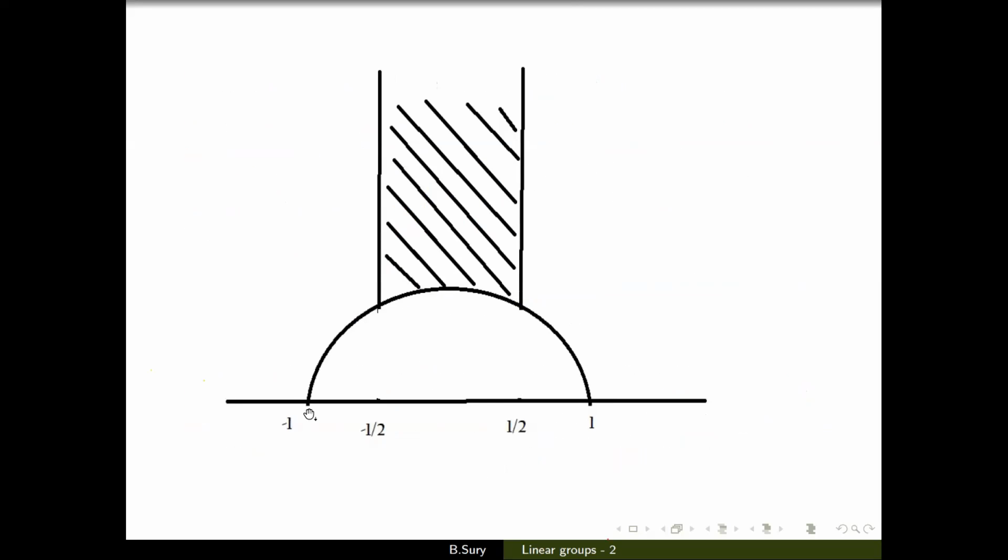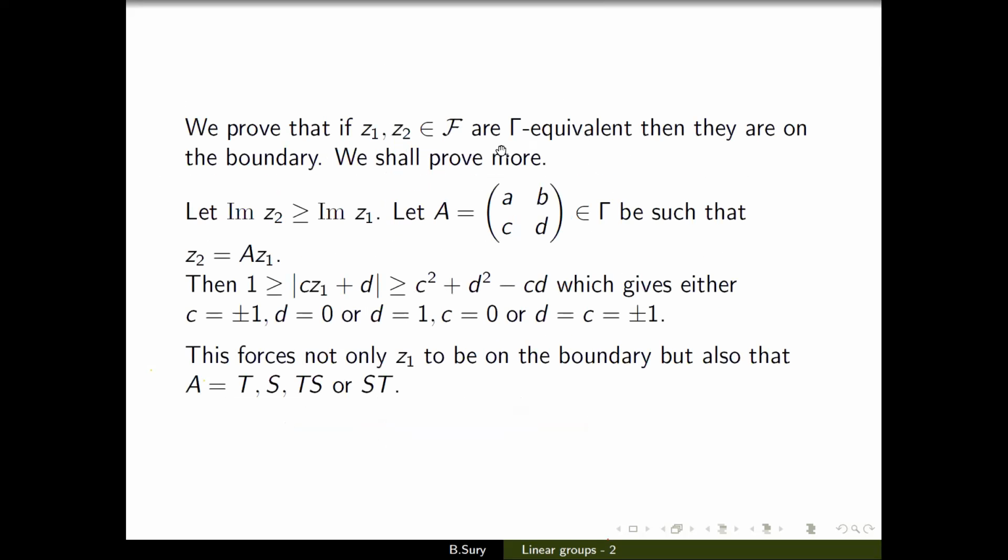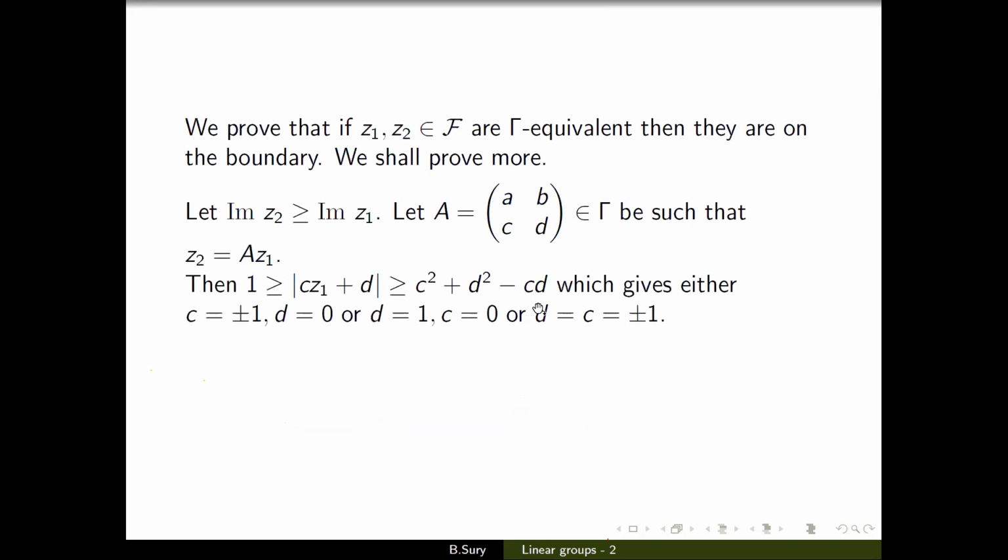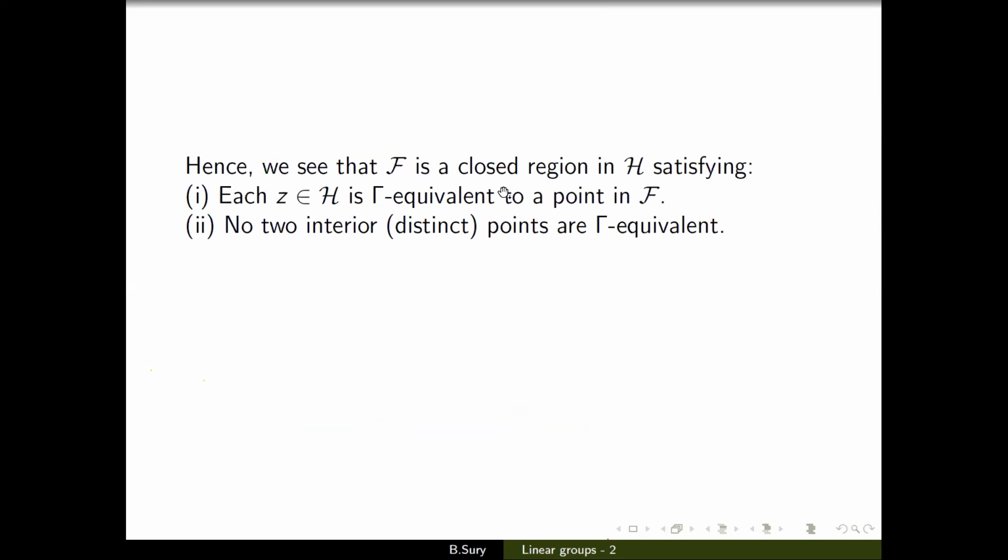First, see this picture. Here is the unit circle, and this is the strip that I talked about, minus half to half. Inside the strip, I'm just looking at points which are outside the unit circle. So in other words, this set is what is called a fundamental domain for the action of the modular group. What it means is that every point in the upper half plane can be brought, by transforming by an element of the modular group, to one point inside this. Not only that, no two points inside this can be transforms of each other. That is the previous slide which I didn't show here. If they are equivalent, then they are on the boundary. We can even show more, but I don't want to get into it. So the point is, this is a very nice region. Each point is equivalent, that is transformed by gamma, to a point inside F, and no two interior points are equivalent.